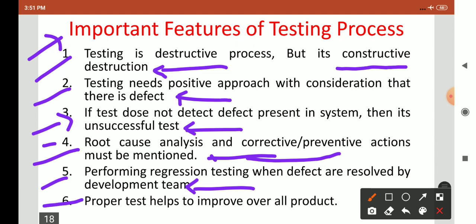And the last is a proper test helps to improve the overall product. So if you are following a proper testing mechanism, then it helps to improve the quality of the product. So we are detecting the maximum bugs present in your software, so that the quality of your product is improved. So these are the important features of the testing process.